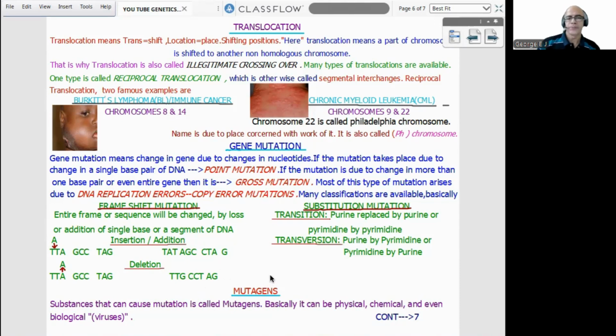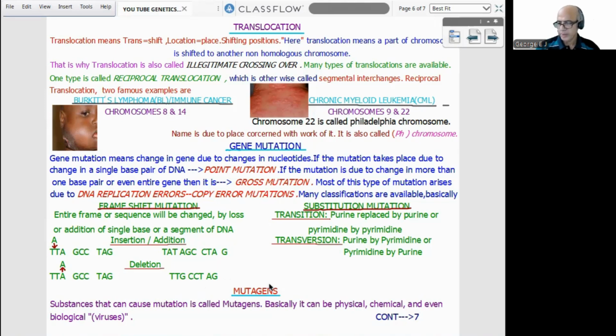Now, substitution. Substitution mutation can be of two types. One is transition. Transition means a purine replaced by a purine or a pyrimidine replaced by a pyrimidine. Both are important, all of these are important, for theory and runs. Then transversion: a purine replaced by a pyrimidine or a pyrimidine replaced by a purine. I think the idea is clear. Very predominant, that is why it is expanded a little bit there.